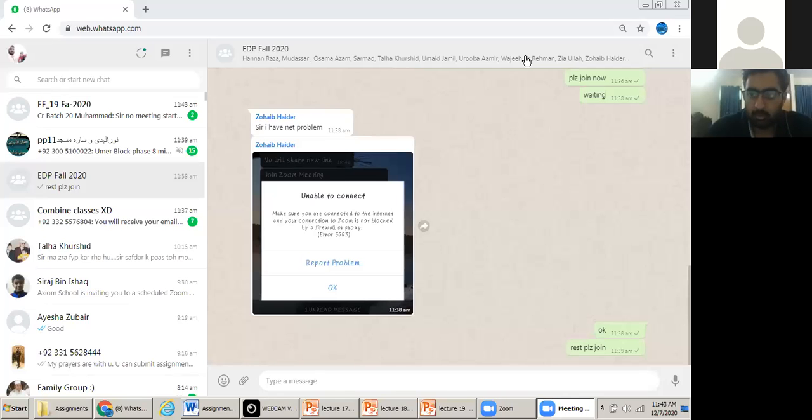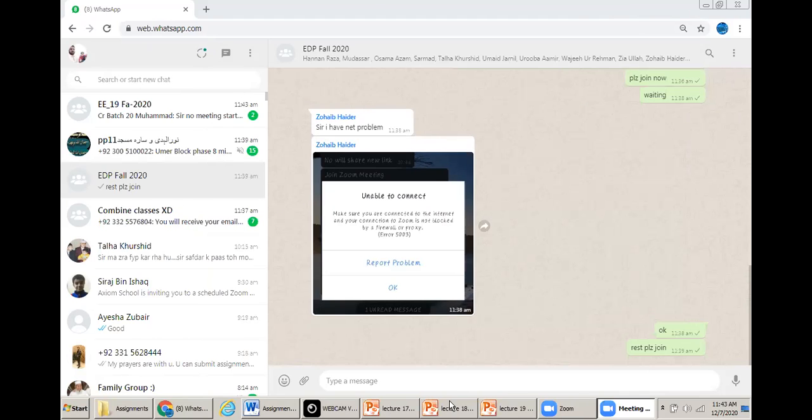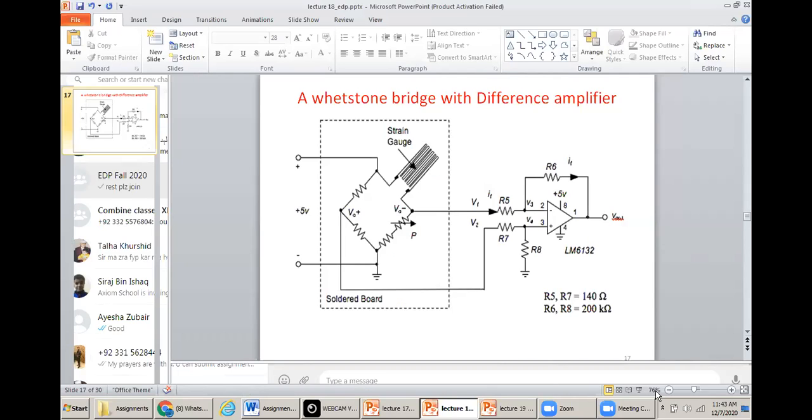अपना माइक बेशक ऑफ कर दो फॉर द टाइम बीइंग. ठीक सर. ओके.